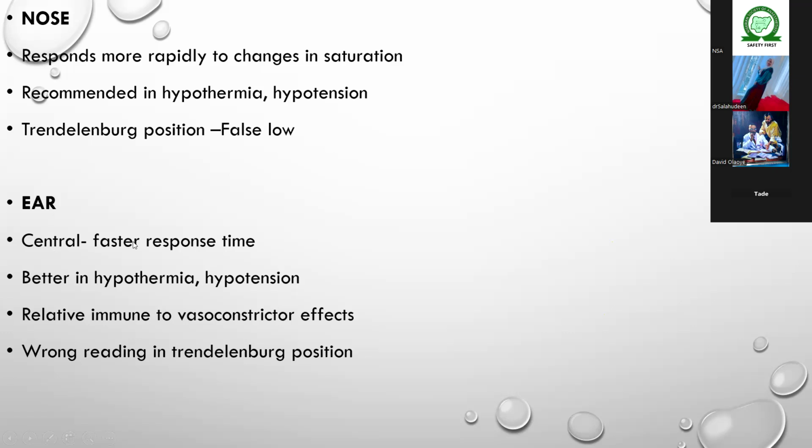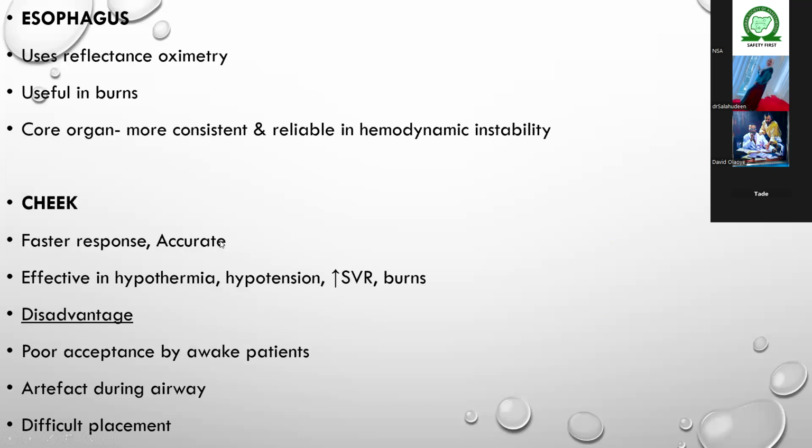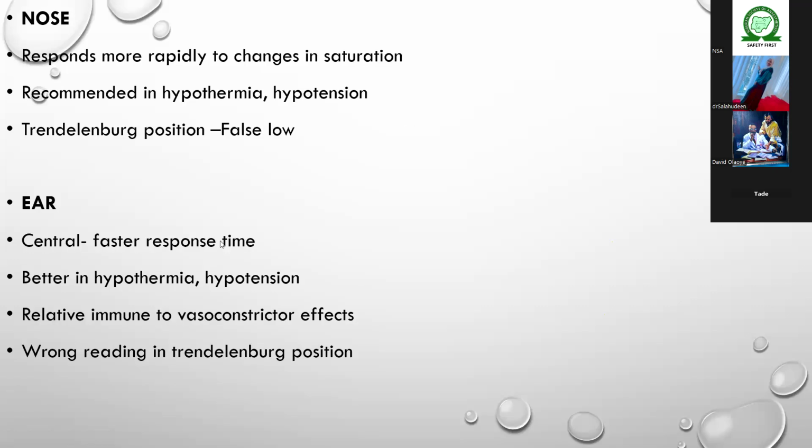Then for the ear, the central part of the body, it can give us a faster response. It will be better to use in hypothermia and hypotension, relatively immune to vasoconstriction because the ear doesn't vasoconstrict, or you can get a reading in reverse position due to the same reason as in the nose.